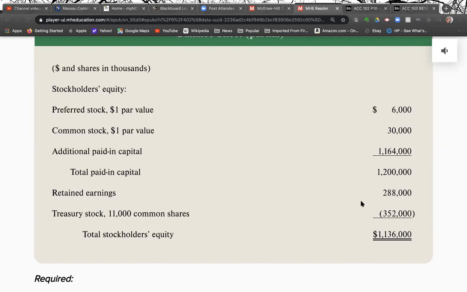And they had treasury stock. They bought back 11,000 shares of stock, and they paid a total of $352,000 to do that. And notice how that number gets subtracted because treasury stock is a contra stockholders' equity account. So all these accounts that you see here, all these numbers that are positive, these are credit balances, right? All these accounts have credit balances, except this guy, he or she has a debit balance of $352,000. So we wind up with a total of $1,136,000.